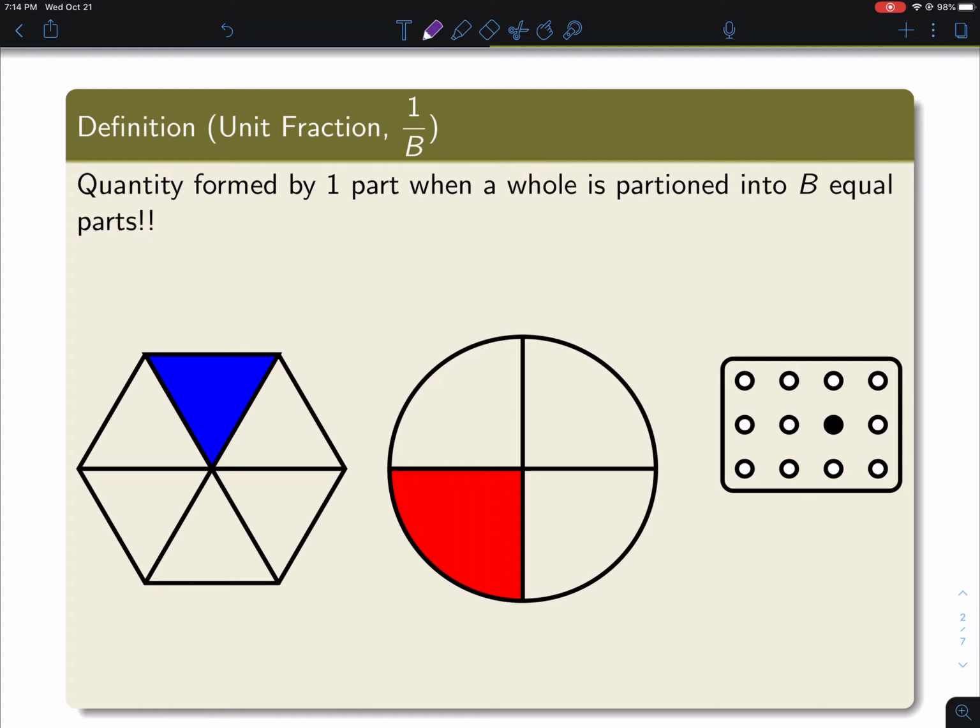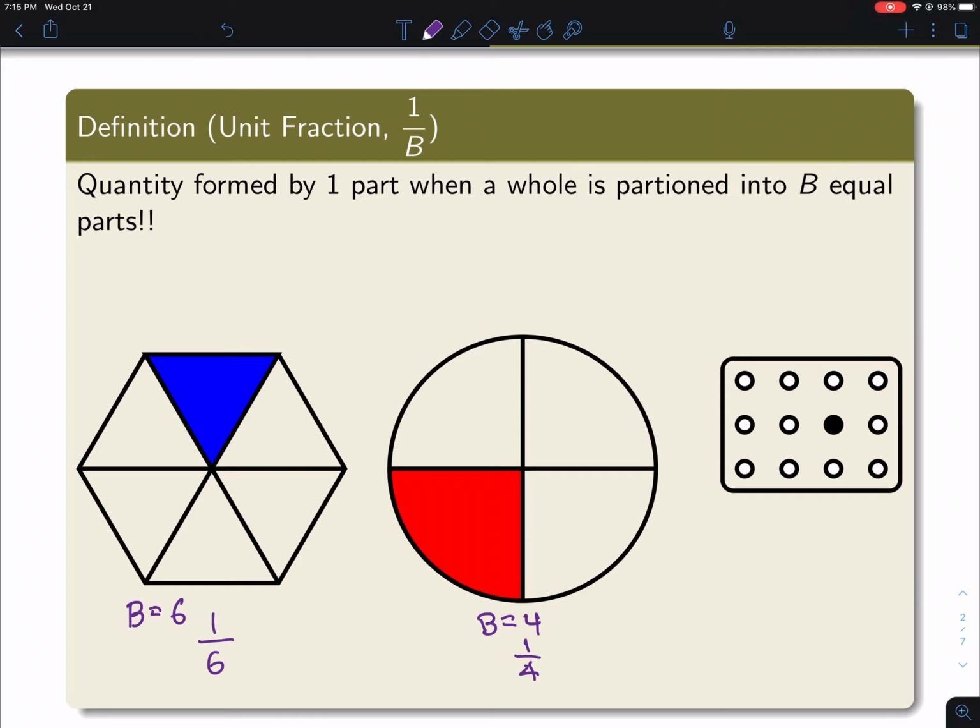So in this case, my B for the first one is 6 because we've divided our hexagon into 6 little triangles. And so our fraction for this would look like 1 over 6 in this case. So same thing, our circle is still divided up into 4 sectors. So in this case, our B would equal 4. So as a fraction, this would look like 1 over 4 as our unit fraction.